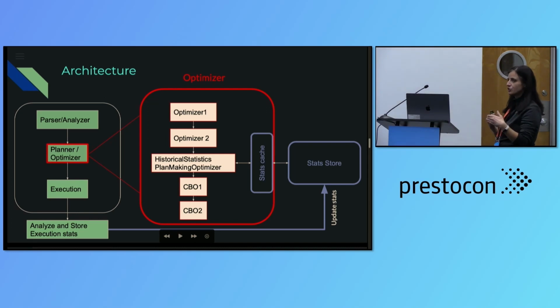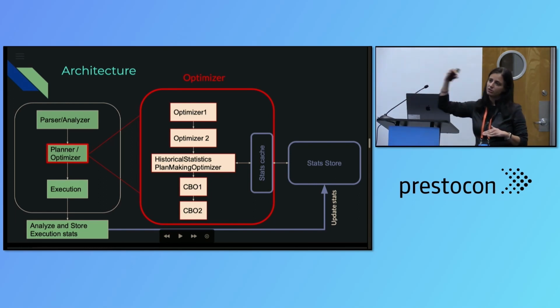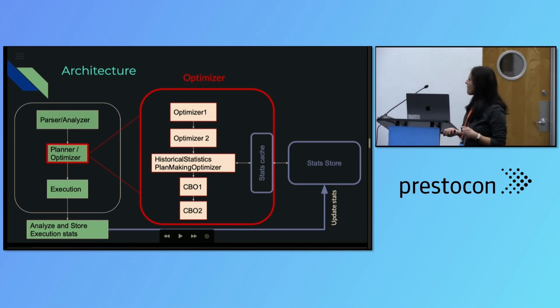Once you're done fetching these statistical traces, all the other optimizers, which I've called CBO, so these are cost-based optimizers, can now take advantage of the statistics that we fetched from the stat store and can make better cost-based decisions on how to proceed with the query plan.